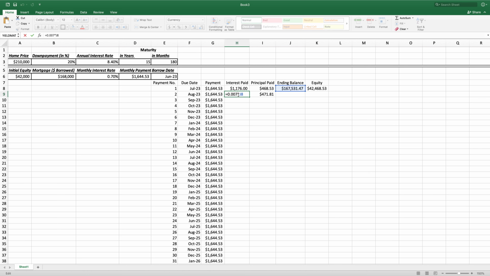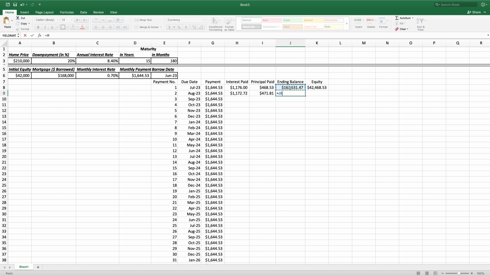Okay. And now the ending balance is, of course, just the previous balance. This is really why we want to start the iteration on the second row. Now we just take the ending balance from the row above it, and then we subtract the principal paid.